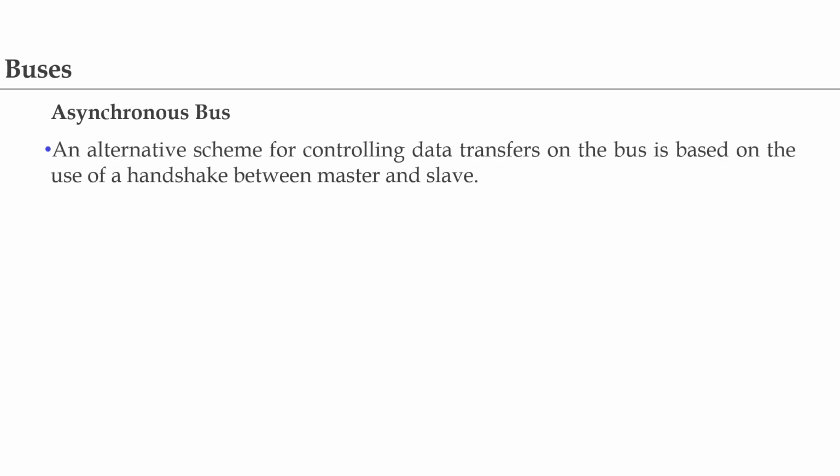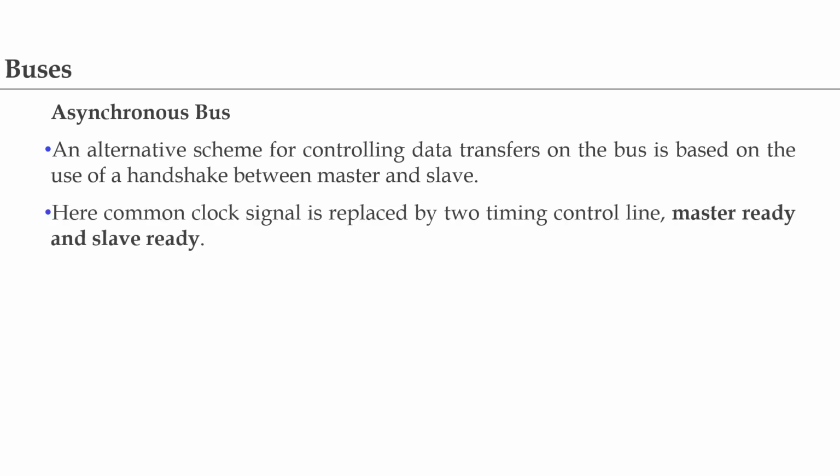An asynchronous bus is a data transfer system that uses a handshake mechanism instead of a common clock signal to control communication between devices. Here is how it works. Handshake mechanism: the bus relies on a handshake between the master device, which initiates the transfer, and the slave device, which responds to the master. This ensures that both devices are ready to communicate.